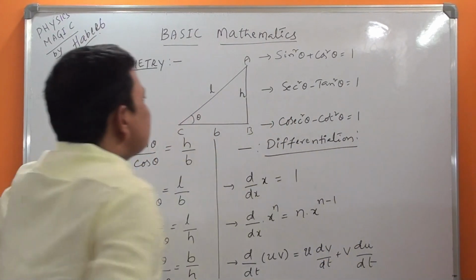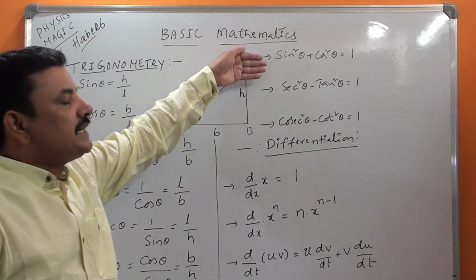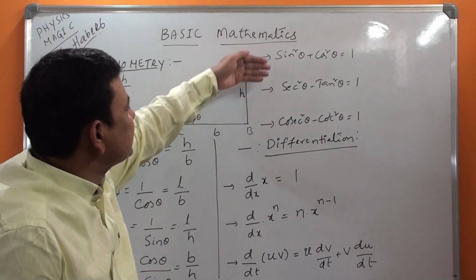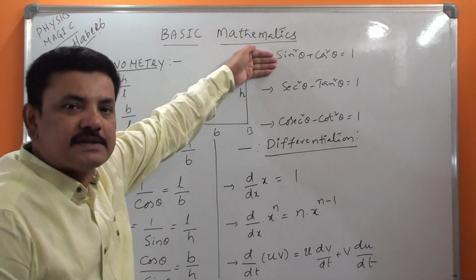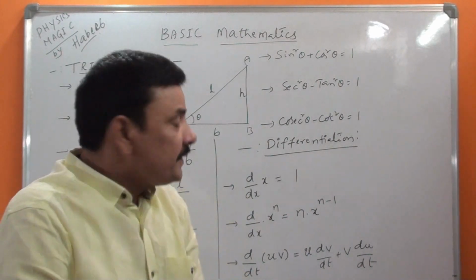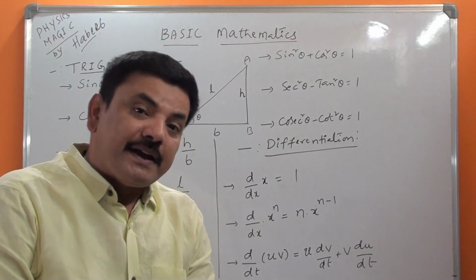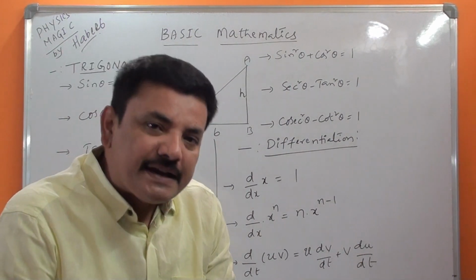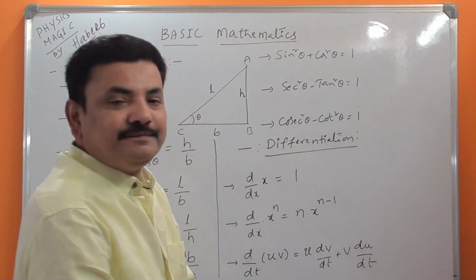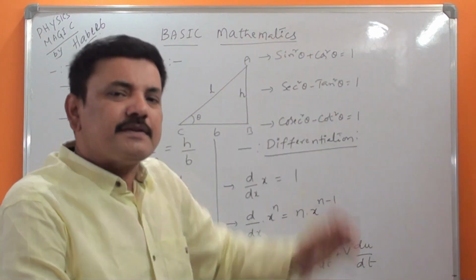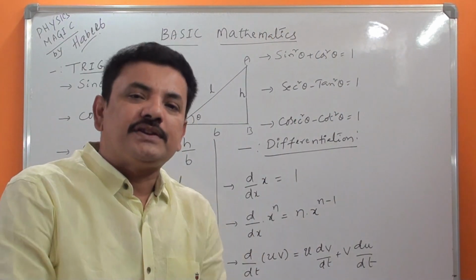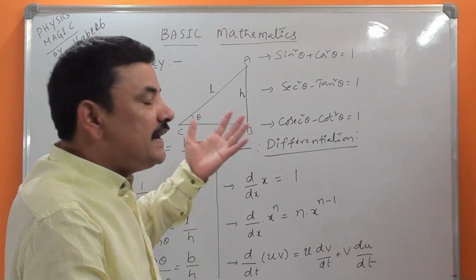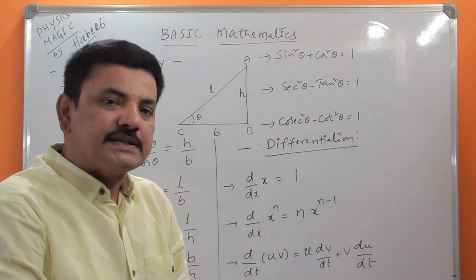And now, based on this, some more important relations which we are going to use in our physics are: sin square theta plus cos square theta is equal to 1. Then secant square theta minus tan square theta is equal to 1. Then cosecant square theta minus cot square theta is equal to 1. This is basic trigonometry information, which will help us a lot in physics.